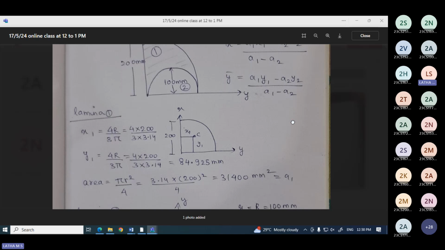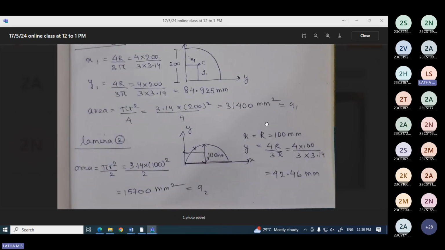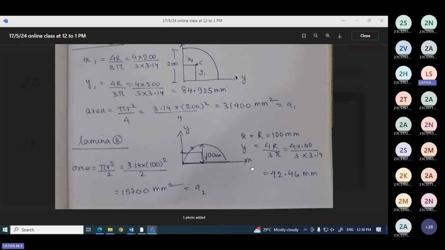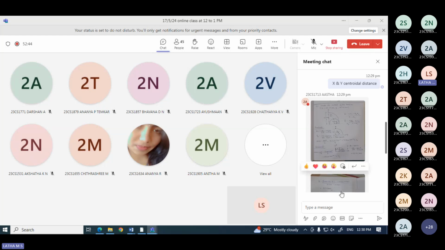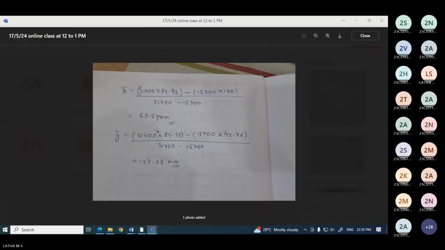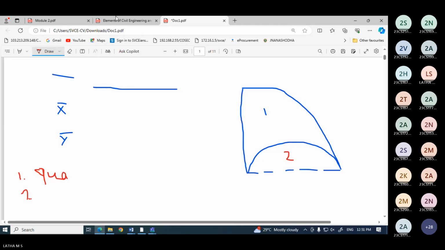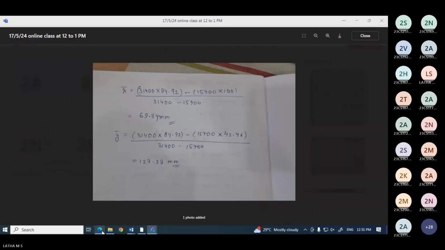Area you get that, A1. Then R is equal to 100. 4r by 3 pi. Good. What's the final value? 69.84 and 127. Is it the same answer? 127. Yeah.